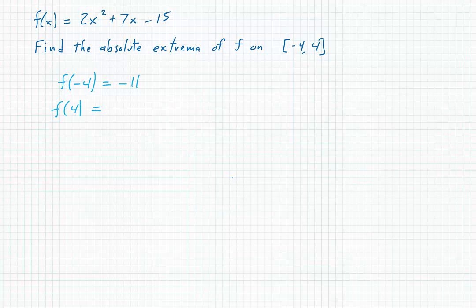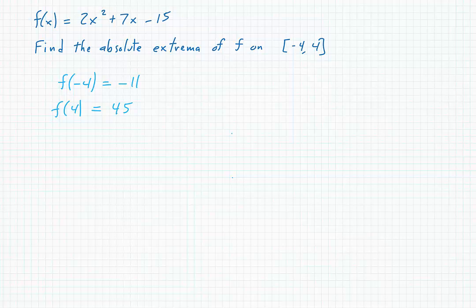And I get f of 4 is equal to, if we do the same thing here, using my parentheses again, even though I don't have a negative, just to be safe, stay in the habit, I get f of 4 is equal to 45. So those are two possible places where we could have an absolute extreme value.